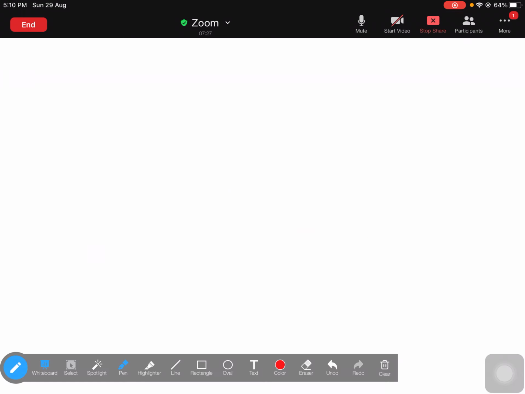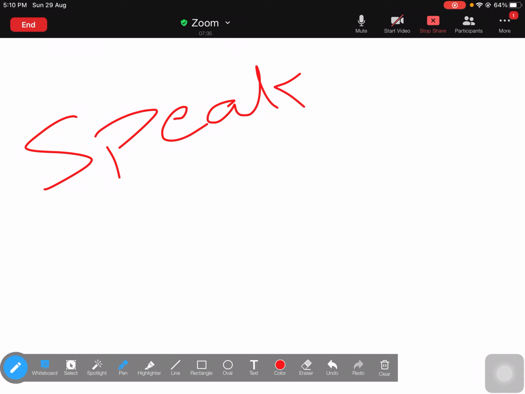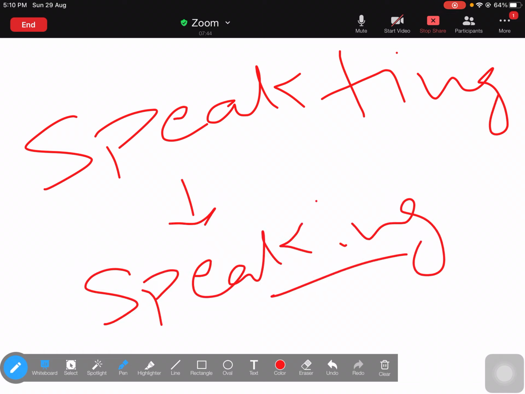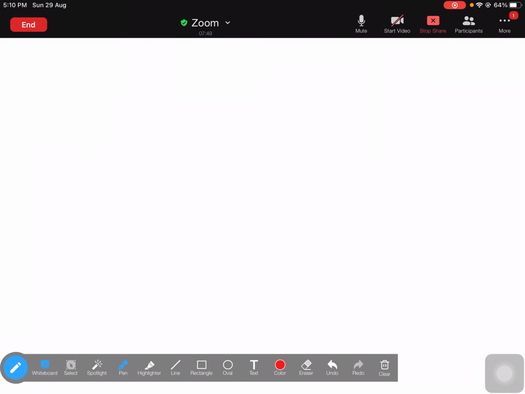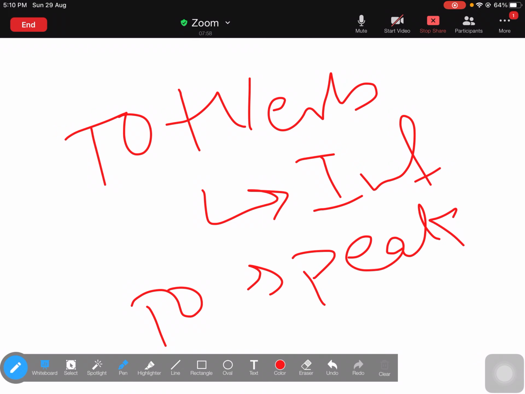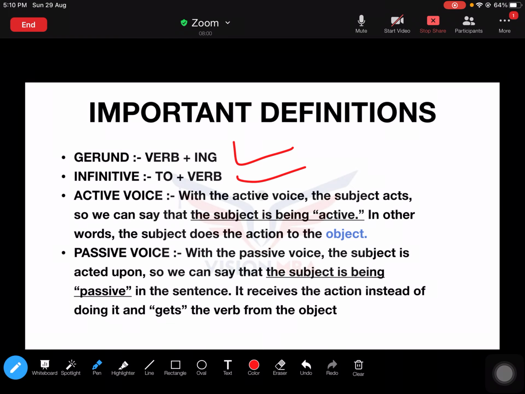Now, for example, if I say speak, it is a verb. It shows that someone is doing the action. This word denotes the action. And when I add ing, it becomes speaking. Whenever ing is there, it is a gerund. Gerund shows the action in motion. Similarly, when I add to to the verb, it becomes an infinitive. So, to speak is nothing but an infinitive. So you are supposed to know these two definitions.